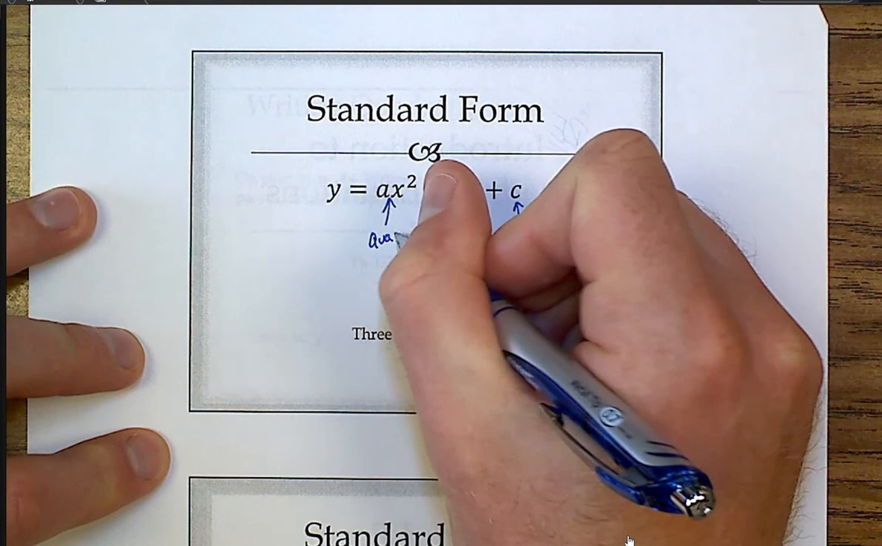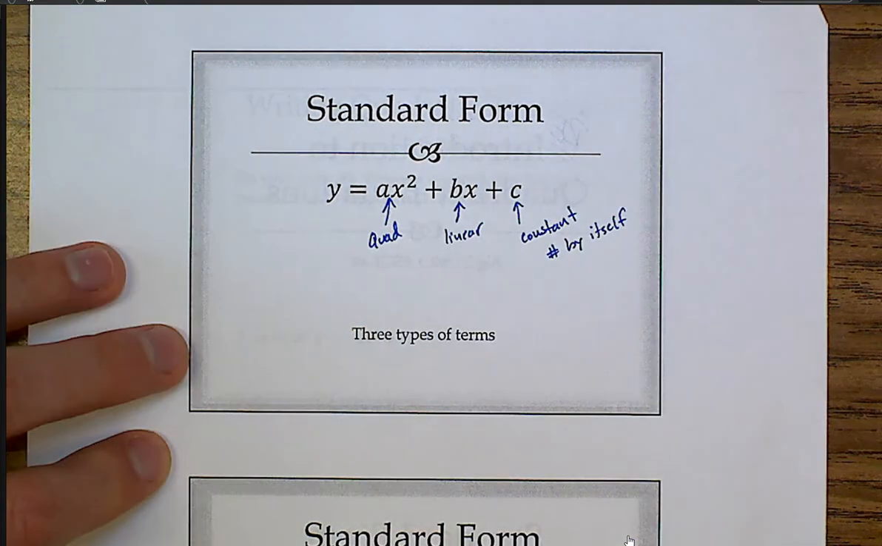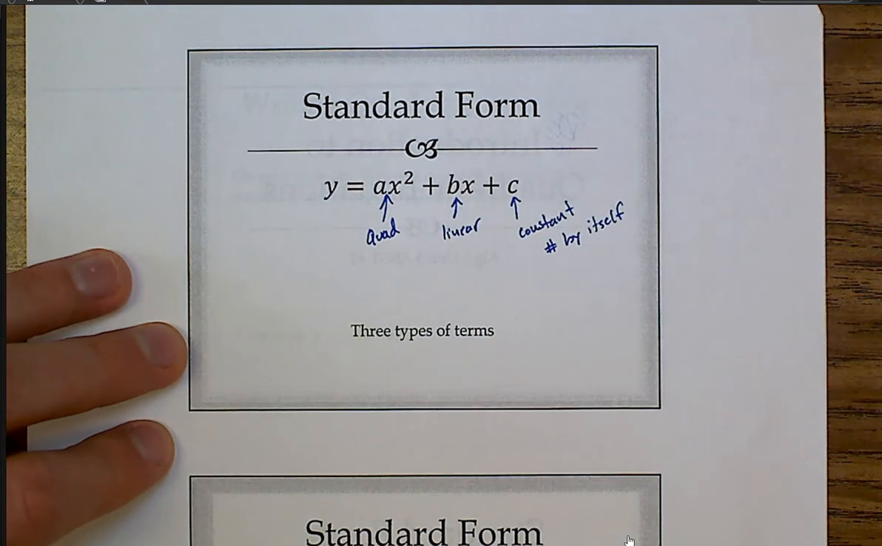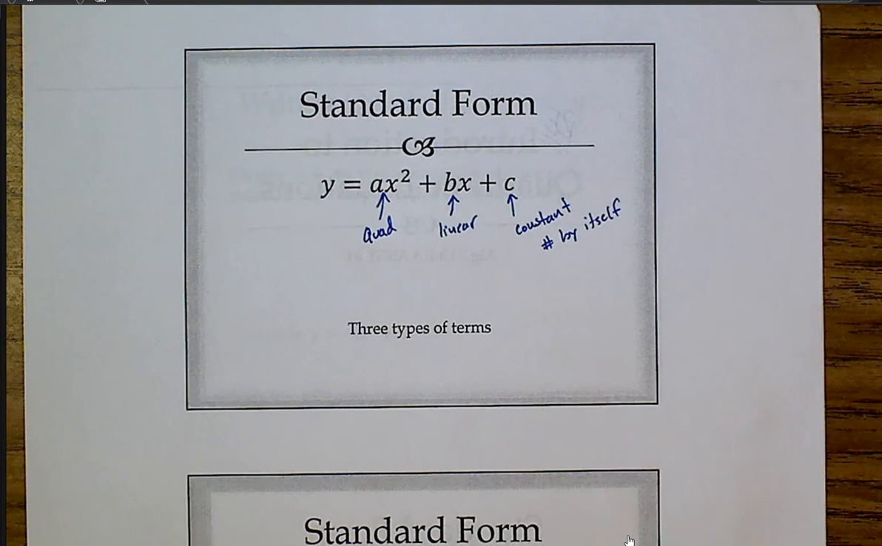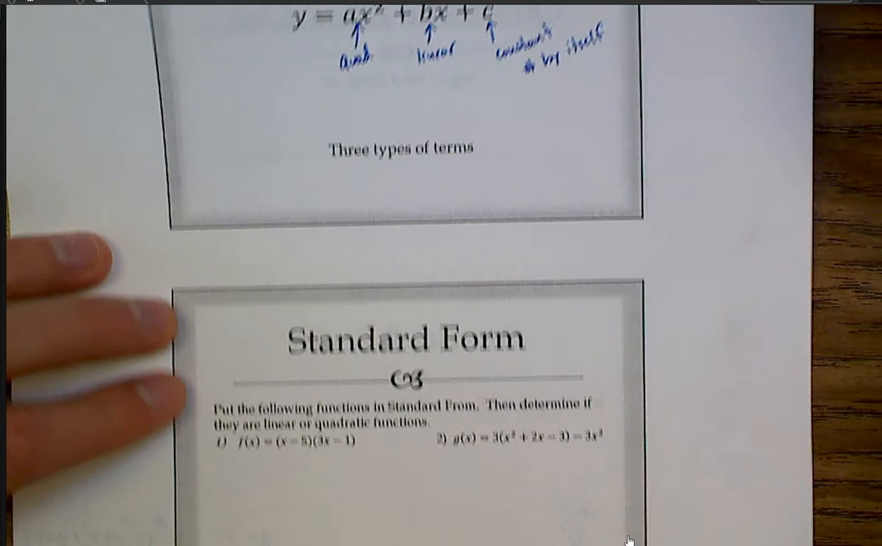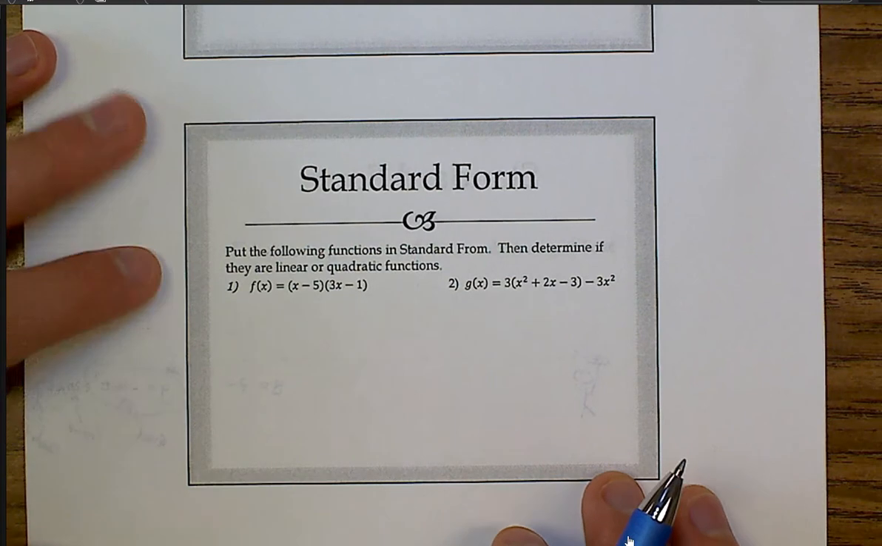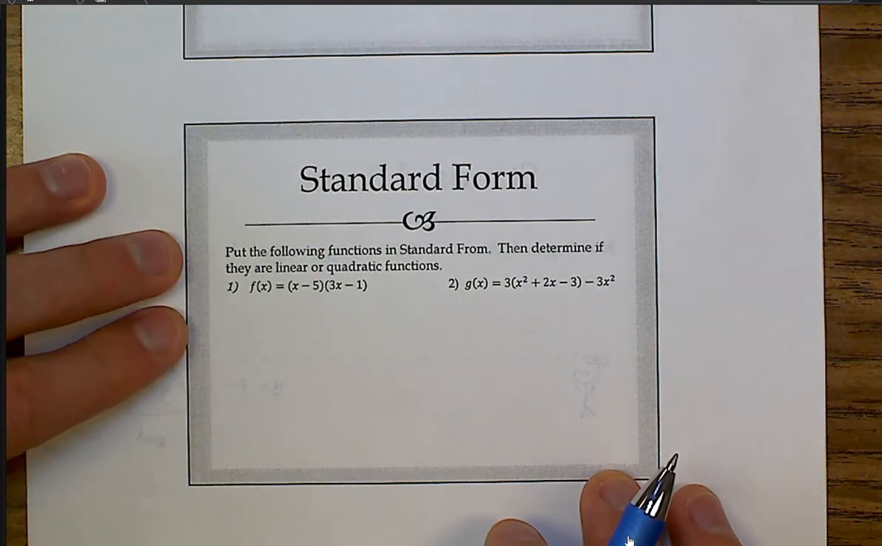Anything with x squared or variable squared is considered a quadratic. Those are your terms right there, okay? Standard form. So a couple questions on standard form. It says put the following functions in standard form, then determine if they are linear or quadratic functions.